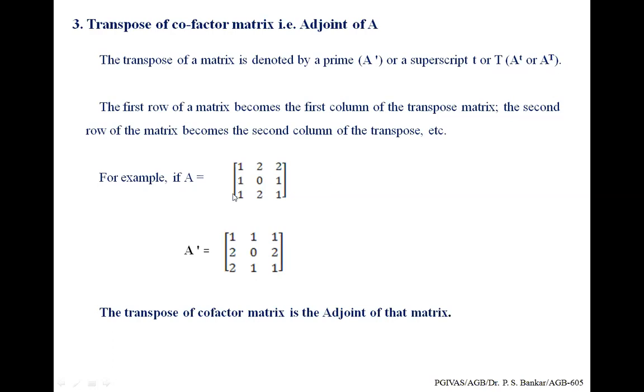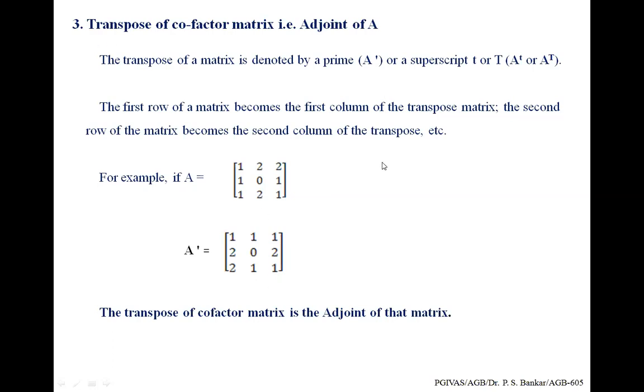Now, say for example, if we have a matrix A consisting of these elements 1 2 2 1 0 1 1 2 1, the A prime or A transpose matrix is just an alteration in the rows and columns. Whatever were the rows will become the elements of columns. Those having the columns will automatically become rows.